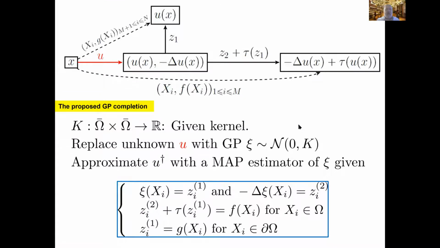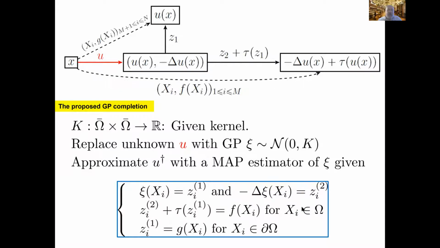Then the proposed completion approach is to replace the unknown function u of the graph by a centered Gaussian process with kernel k, and approximate the solution of the PDE with the MAP estimator of that GP given the data, which corresponds to the GP satisfying the identities imposed by the graph or the PDE at the collocation points.